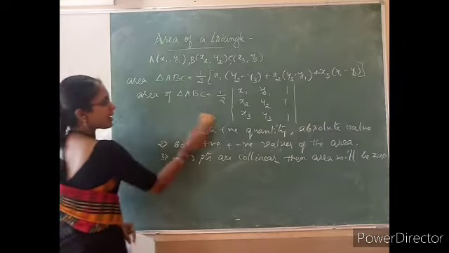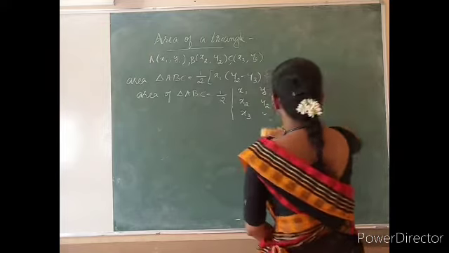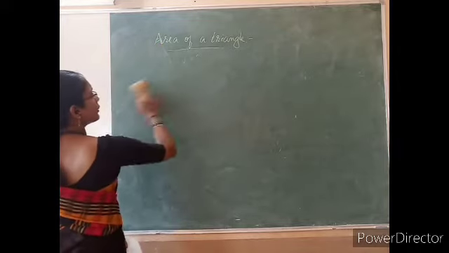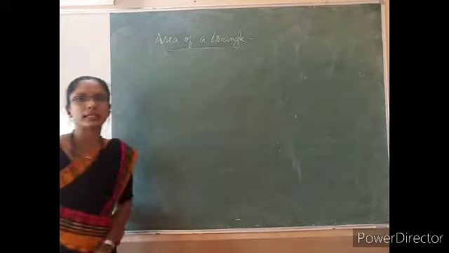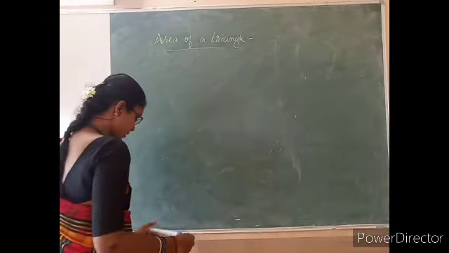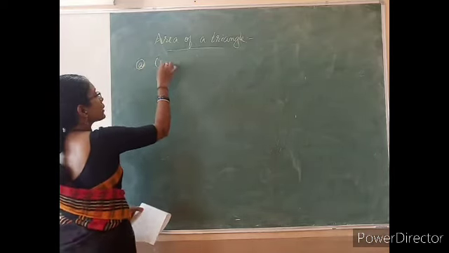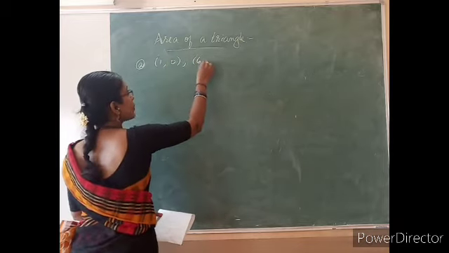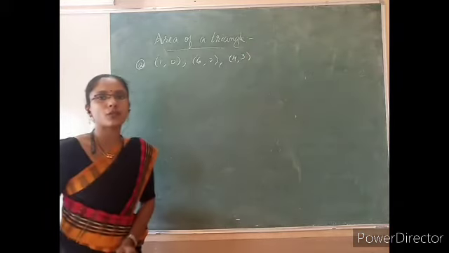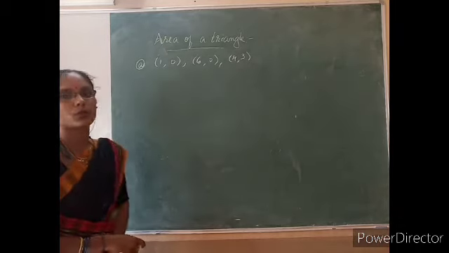They can ask the direct question also. Find the area of a triangle using the vertices, or sometimes they may give the area and you have to find one of the vertices, or find the equation of a line joining the points. They may ask anything. Okay. So find the area of a triangle whose vertices are (1, 0), (6, 0) and (4, 3).